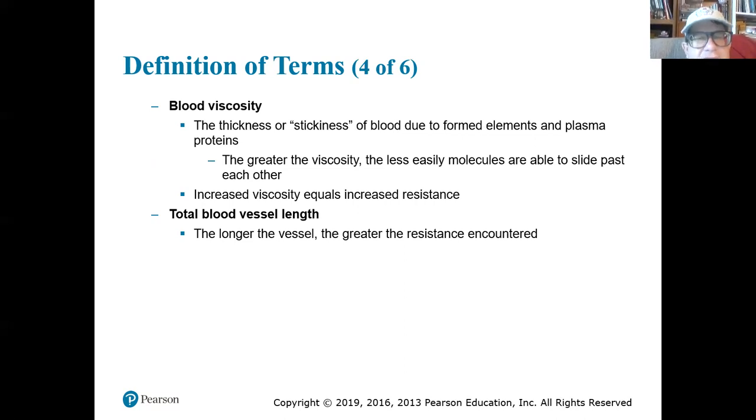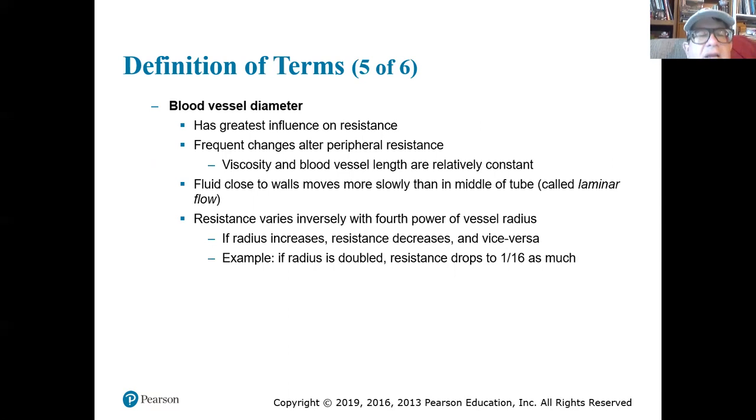All right, so viscosity is how thick or sticky the blood is, from the formed elements and the plasma proteins. The more viscous, the less easy it is for molecules to slide past each other. More viscosity means more resistance. Total blood vessel length, the longer the vessel, the greater the resistance because you're rubbing against more vessel wall. Diameter, this is the biggest thing affecting resistance. You should know that, by the way. Diameter is the biggest influence on resistance, and frequent changes can change the peripheral resistance.